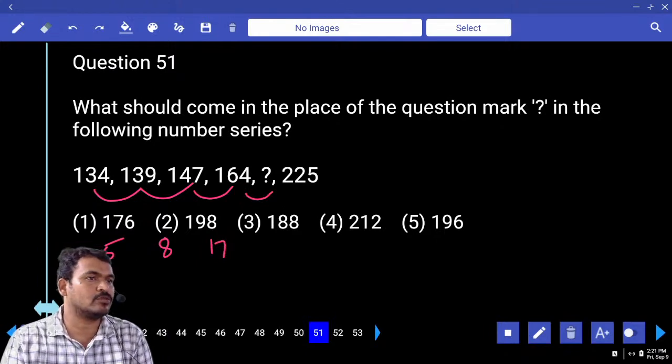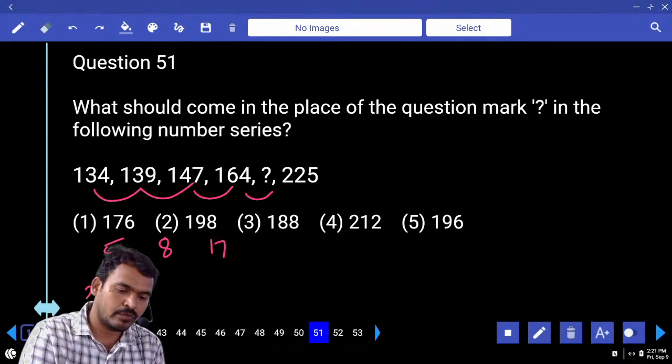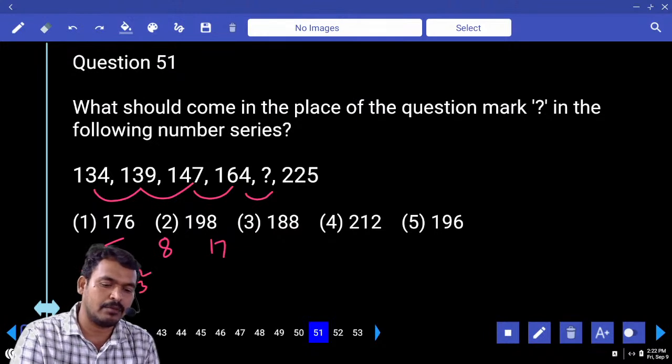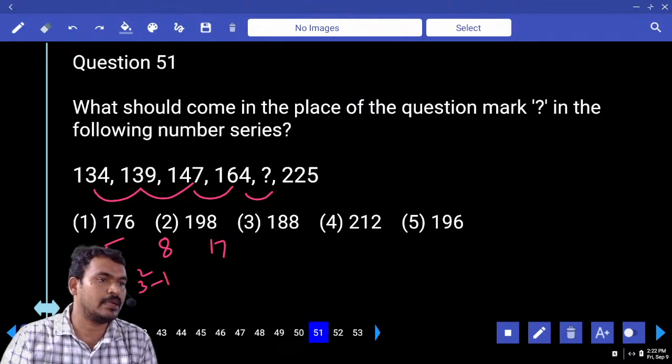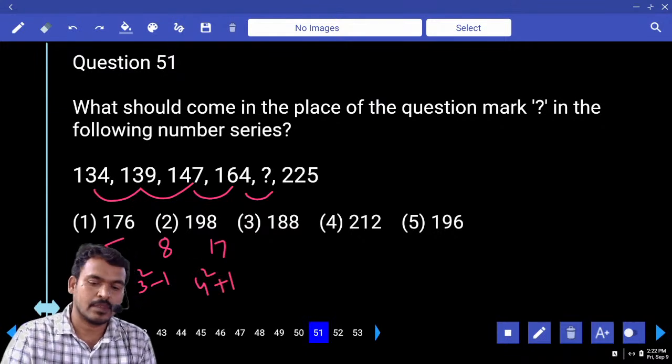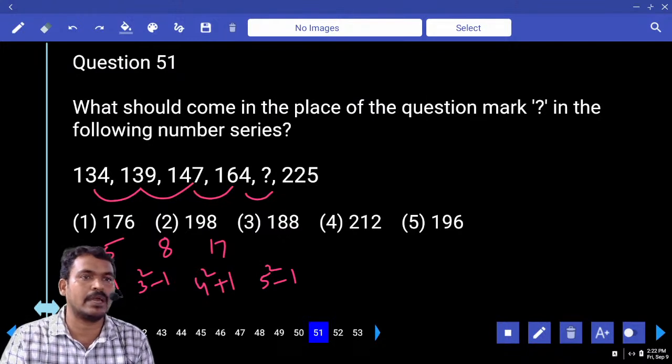5 means it is 2 square plus 1, or not? 8 means 3 square minus 1, or not? 17 means it is 4 square plus 1, or not? Next, 5 square minus 1, or not? Alternately, square minus 1, or not?